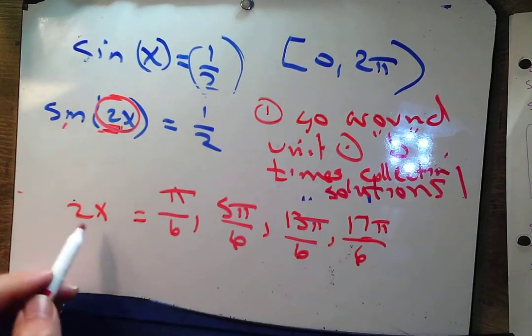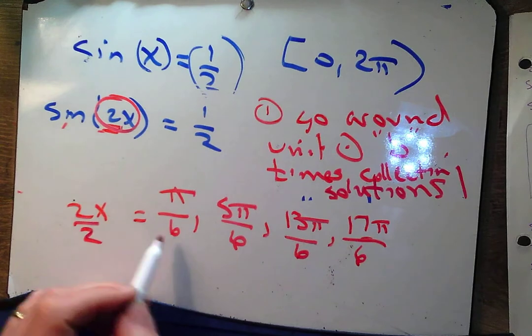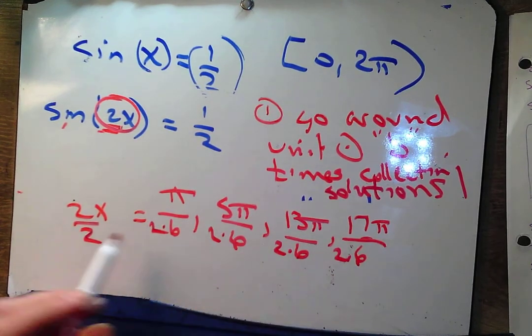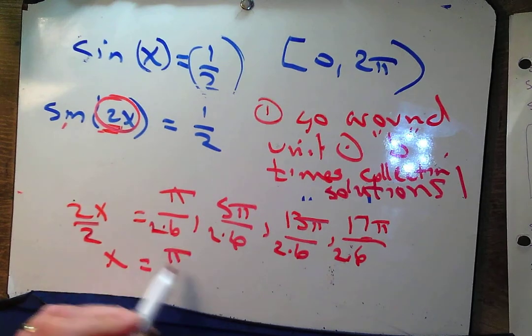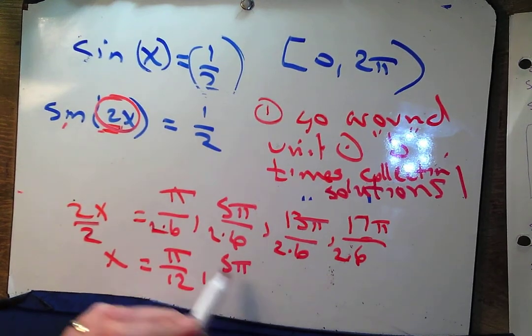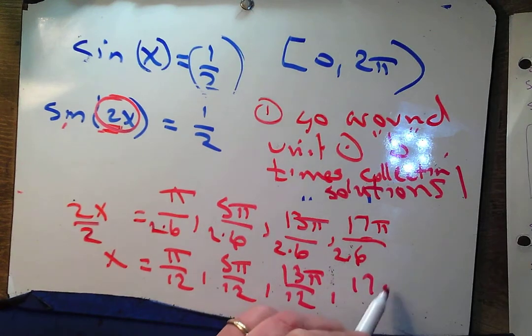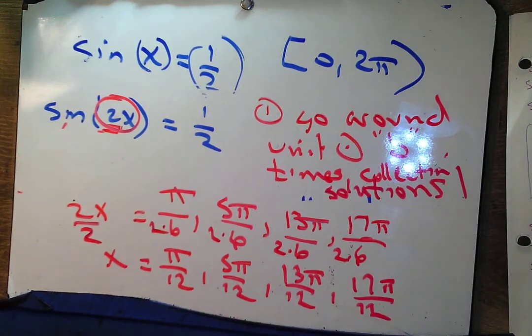So that's what 2x is. I want to know what x is, so I have to divide everywhere by 2. And so now I've got x equals pi over 12, 5 pi over 12, 13 pi over 12, 17 pi over 12. Okay?